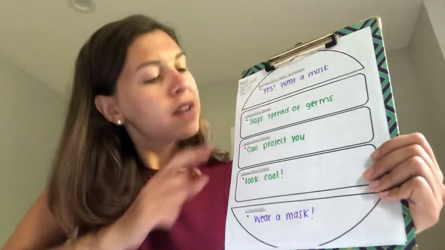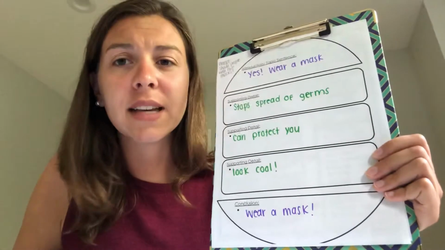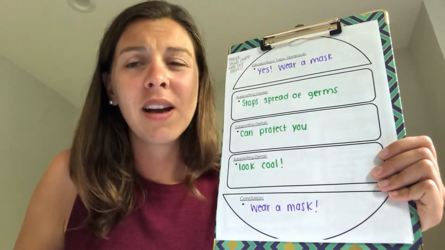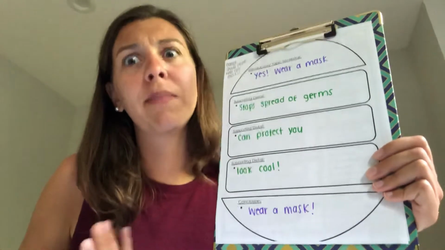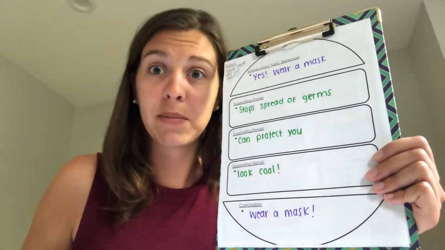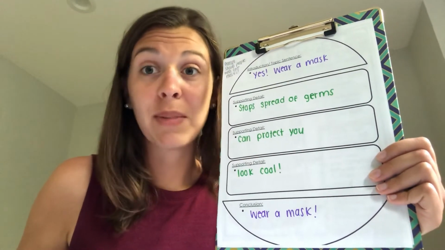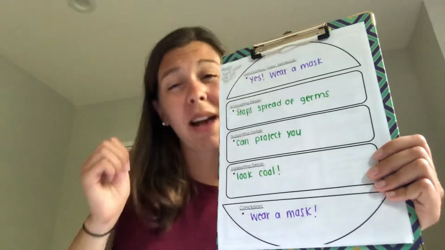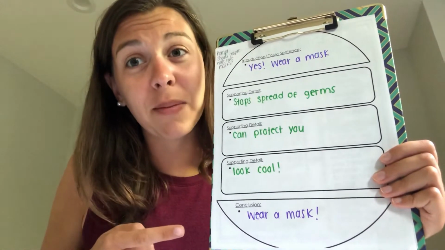So then after we've done our 3 supporting details, we need to sum it up and explain again what our main idea is, in case our reader gets sidetracked thinking about all the different types of masks they want to look at, and maybe they want to go buy one. We want to bring them back and say, hey, remember what we were talking about?